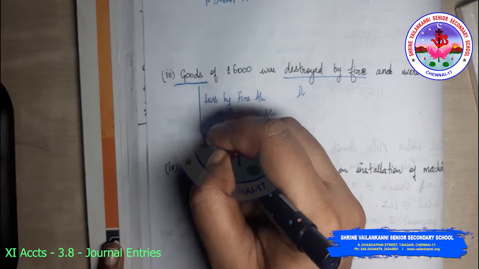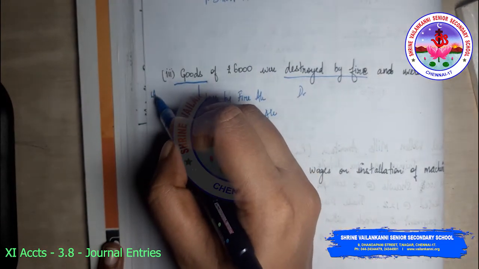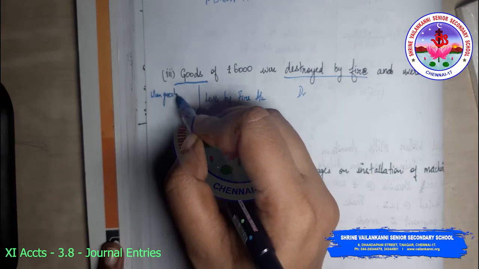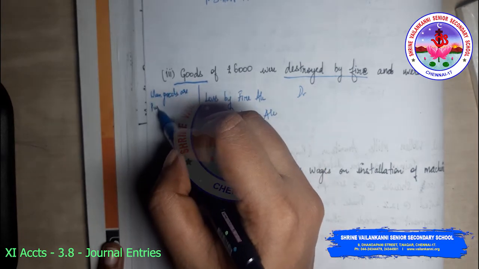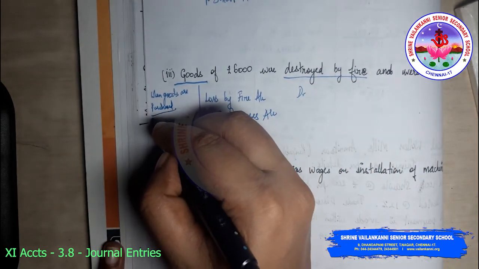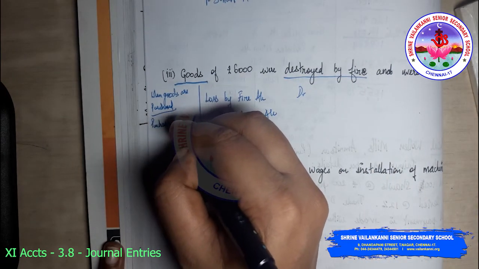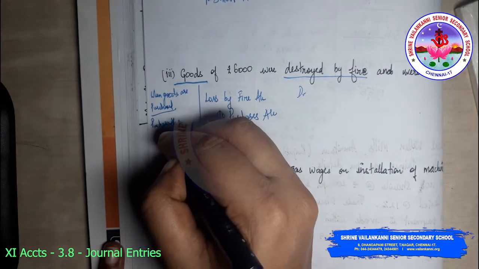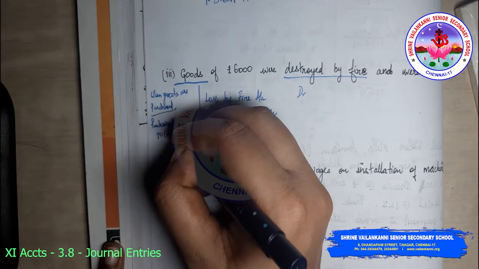Generally, when goods are being purchased, what will you write? When goods are purchased, you will write it like this: purchases account debit to cash.